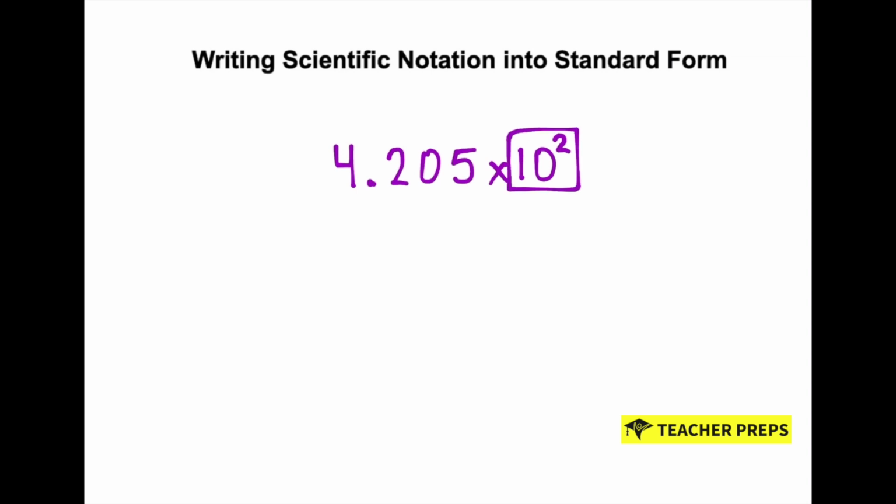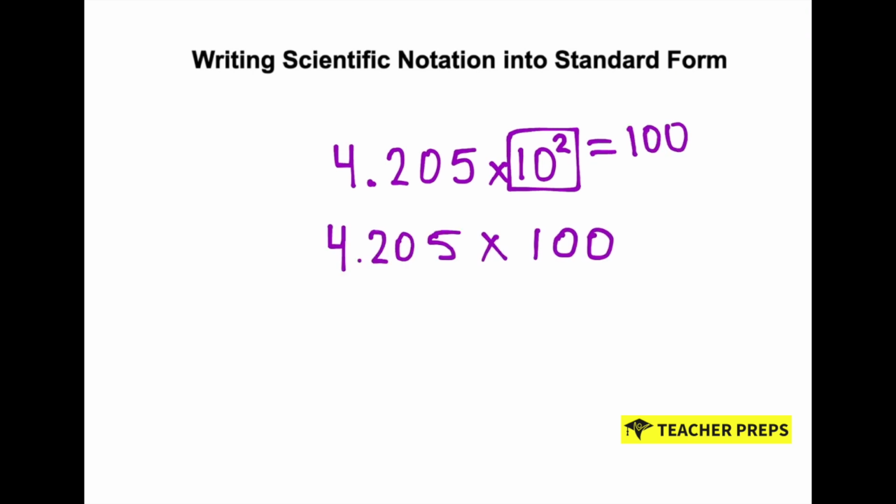What does 10 to the second power really mean? Well, 10 to the second power is 10 times 10, which is 100. So what we really have is 4.205 times 100. When you multiply those, you would get 420 and 5/10. 4.205 times 10 to the second power is really 420.5.